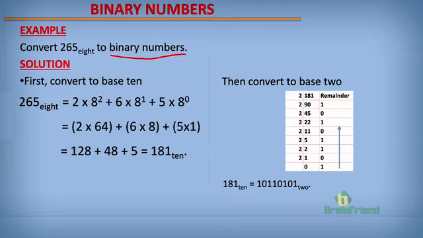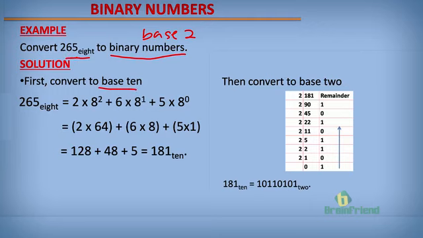Now, example 2, convert 265 base 8 to binary numbers. We only talked about converting from base 10 to another base or from another base to base 10. Now, here we are asked to convert from base 8 to binary numbers, or to base 2. To convert from 265 base 8 to base 2, we don't go straight. There's no way of converting directly from 265 base 8 to base 2. So the first step is to convert 265 base 8 to base 10.